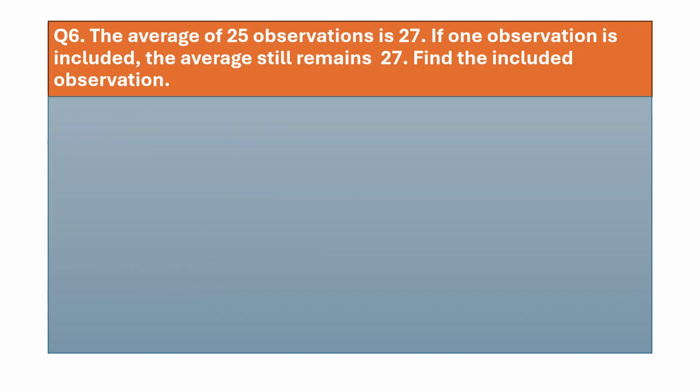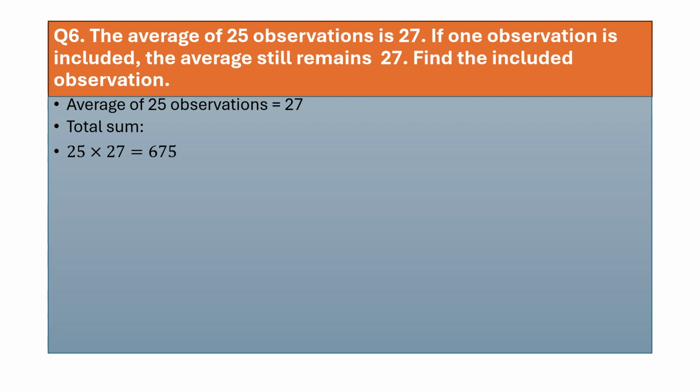Question number 6. The average of 25 observations is 27. If one observation is included, the average still remains 27. Find the included observation. Now, the average of 25 observations is 27, which is given. So what is the total sum here? That means 25 into 27. You have to multiply 25 into 27. You get 675.